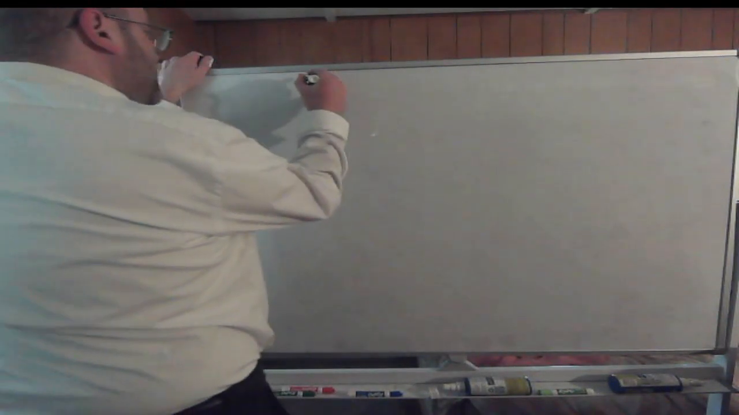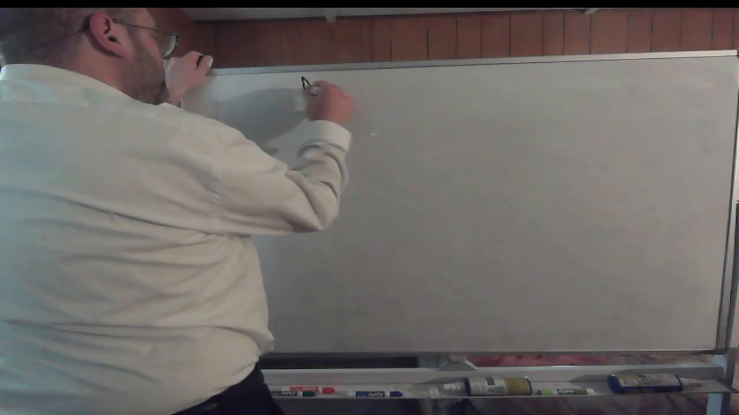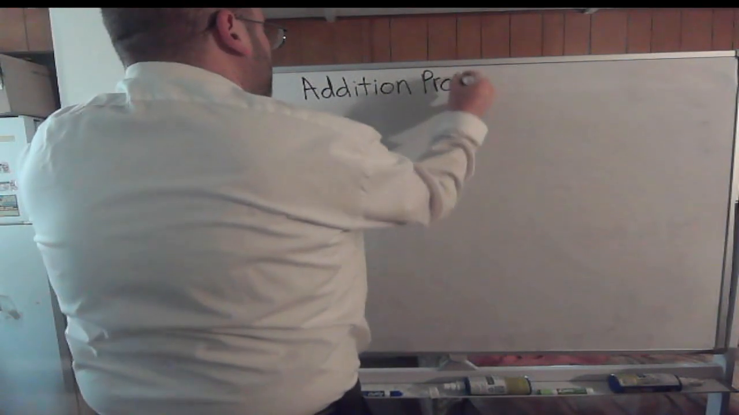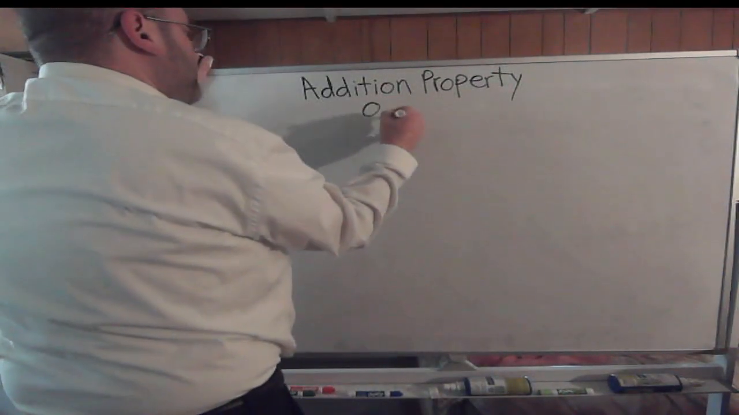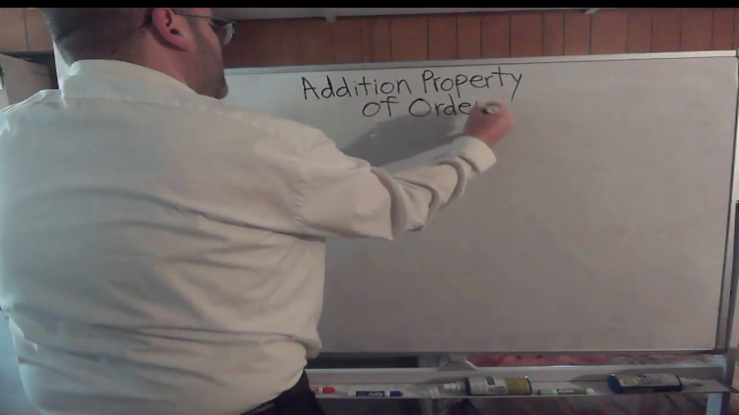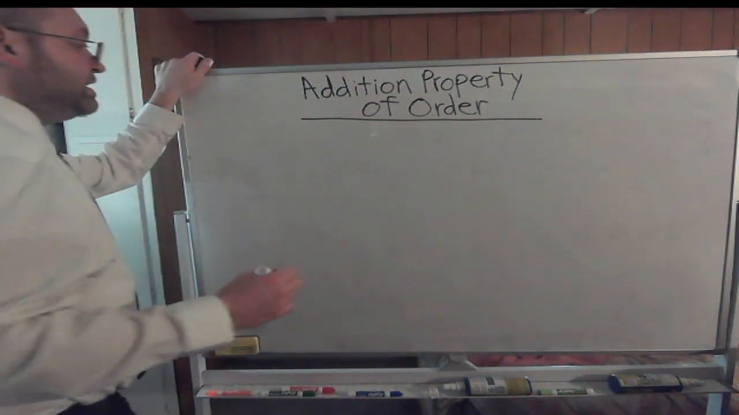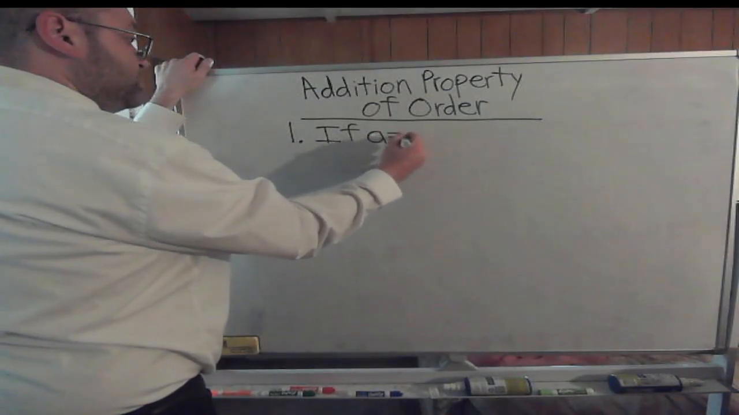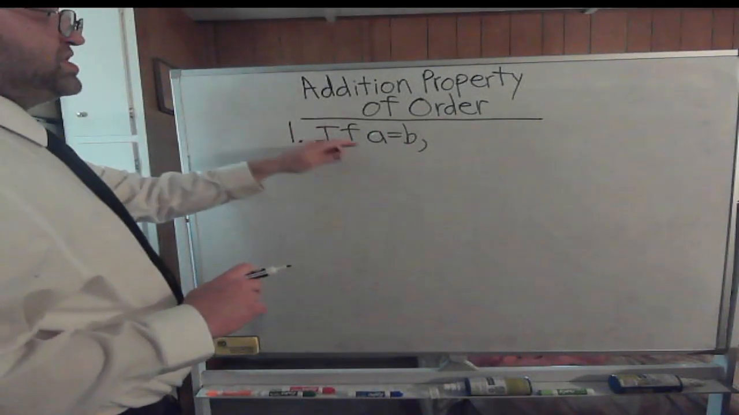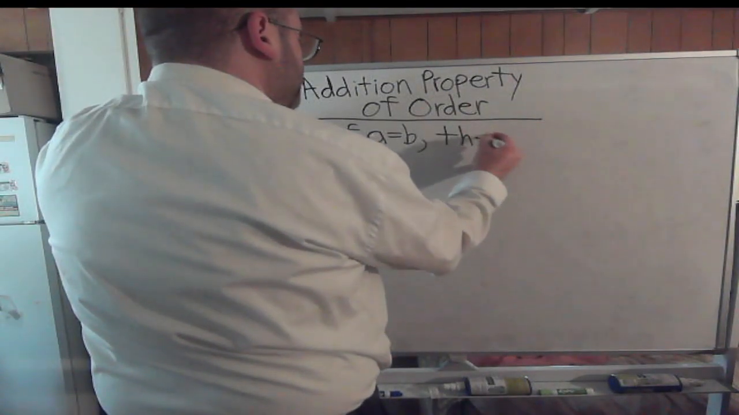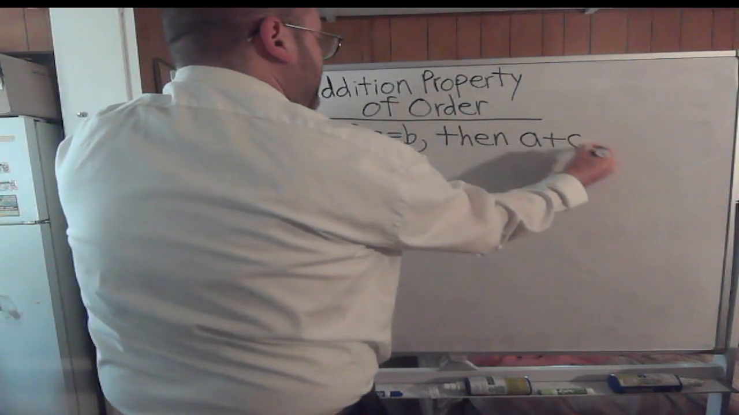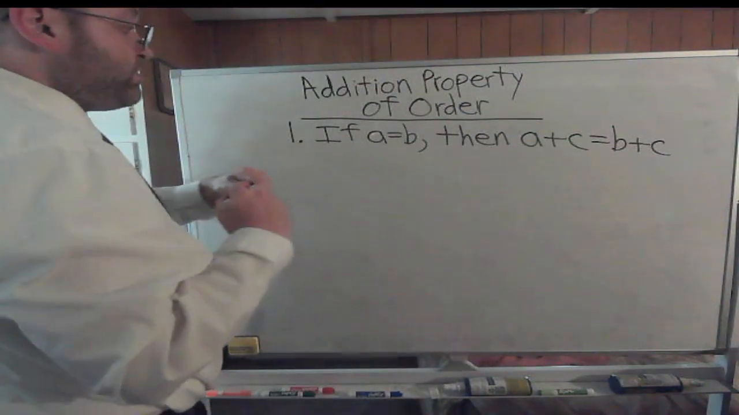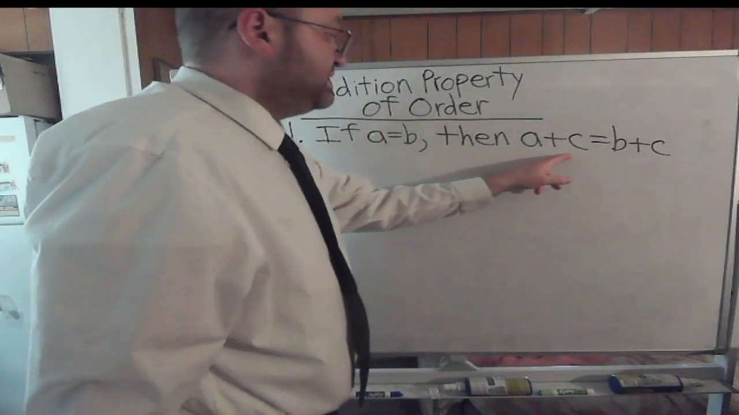I'm going to introduce a couple other properties. So this one here will be the addition property of order. This is called the addition property of order. So let's say if A equals B, what this addition property of order states is, if A equals B, then A plus some random number C is equal to B plus some random number C. So if A equals B, then A plus C is equal to B plus C.